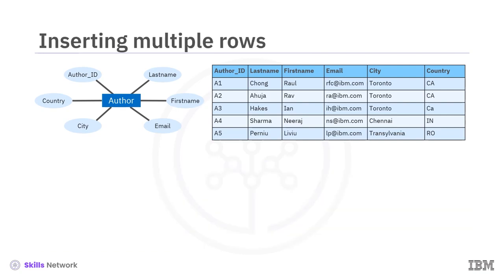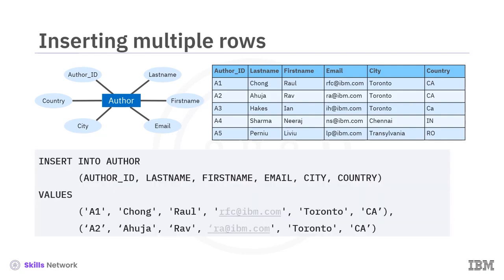Tables do not need to be populated one row at a time. Multiple rows can be inserted by specifying each row in the values clause. In the values clause, each row is separated by a comma. For example, in this insert statement, we are inserting 2 rows, one for Raoul Chong and one for Rav Ahuja.